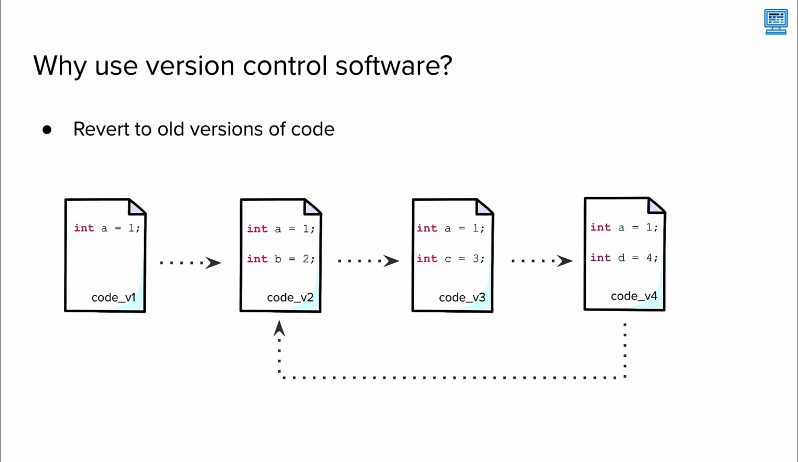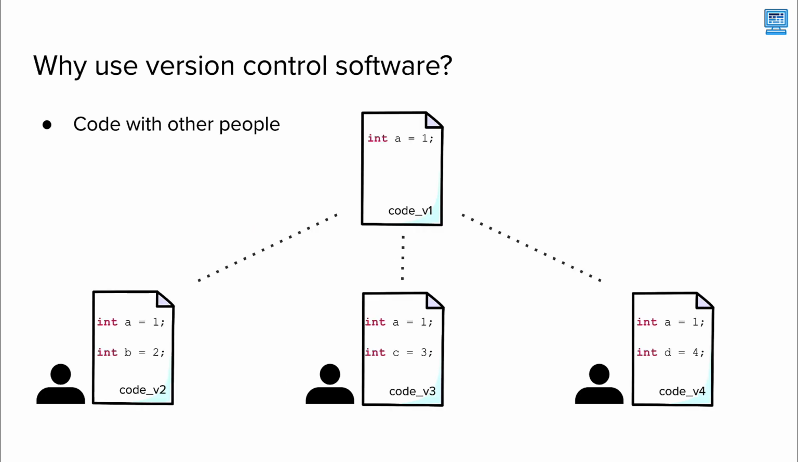This can happen if the current version isn't working the way you intended it to. If this happens, you can revert your code to a working version and try a different approach. Another useful situation for version control is when you're working with other people. Everyone can get a copy of the original code and make any changes on their own personal version.